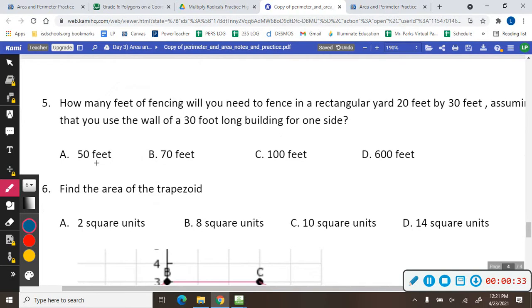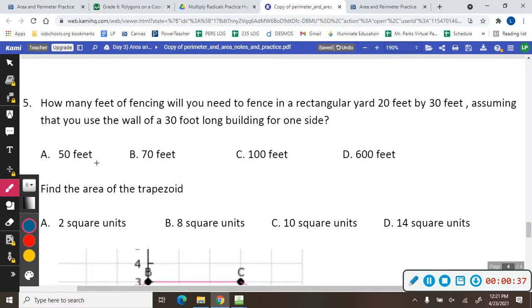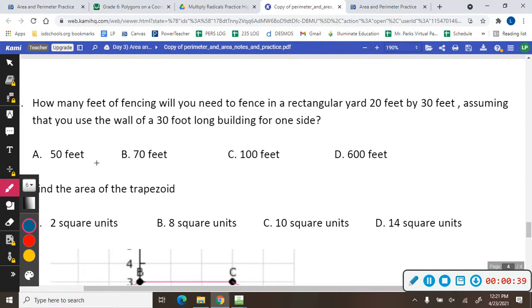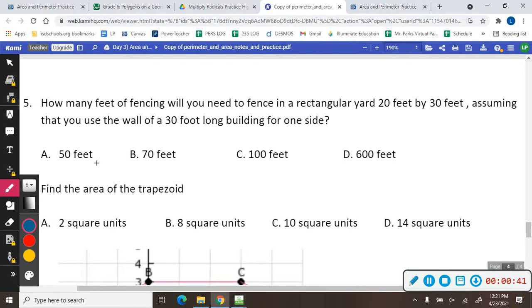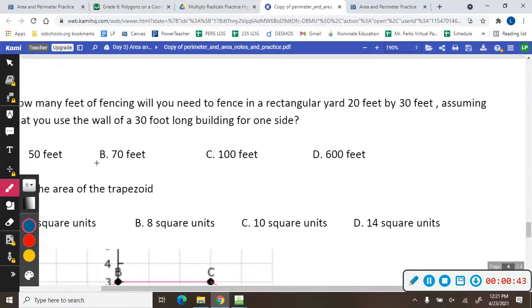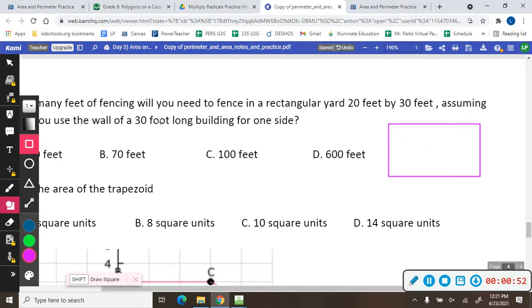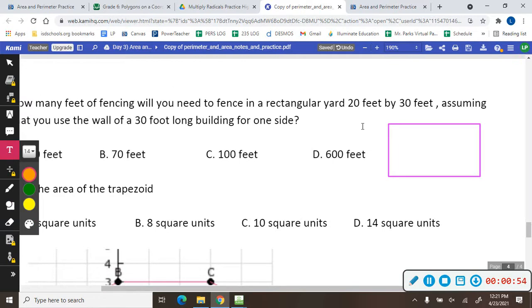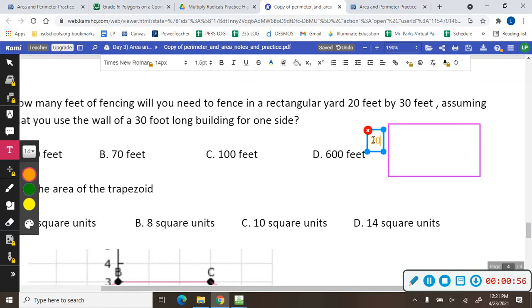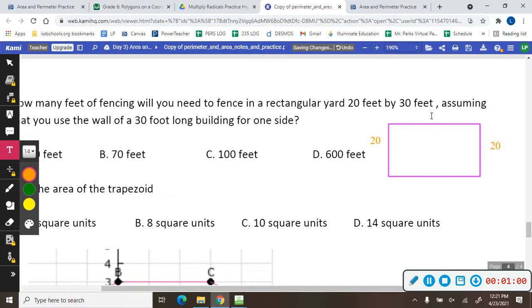5, how many feet of fencing will you need to fence in a rectangular yard that's 20 by 30? Assuming that you use the wall of a 30-foot long building for one side. So you have a rectangle that's 20 by 30. So let's say this is 20, and that's 20, and that's 30, and that's 30.